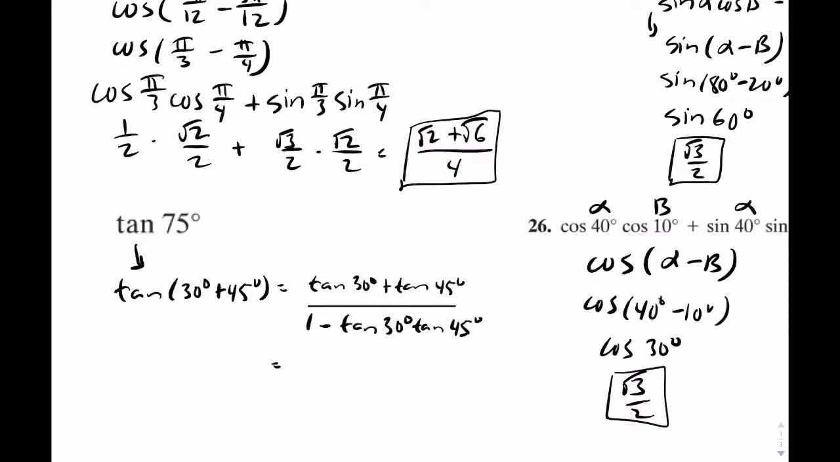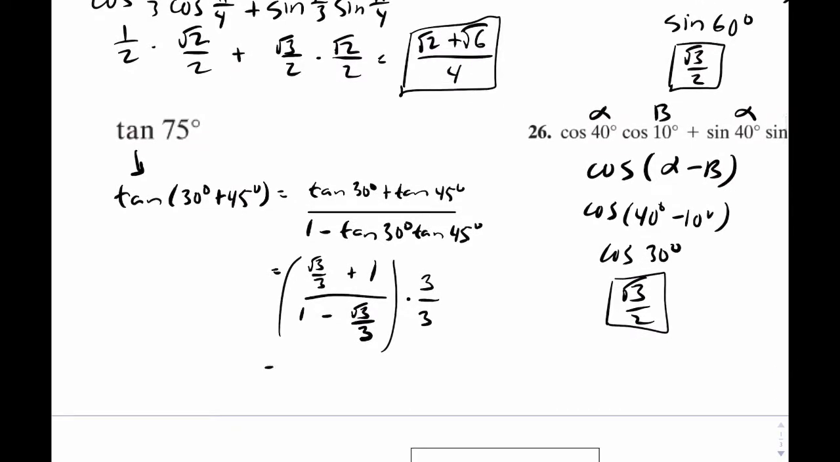Now we break it down. Tan 30 is root 3 over 3. Tan 45 is 1, over 1 minus root 3 over 3 times 1. So let's not write that times 1. So at this point, all we're going to do is clear the complex fractions. So I'm going to multiply the whole thing by 3 over 3. Again, what that's going to do is just get rid of the fraction in the fraction. So this whole thing will reduce to root 3 plus 3 over 3 minus root 3. Okay, now I want you guys to box that.